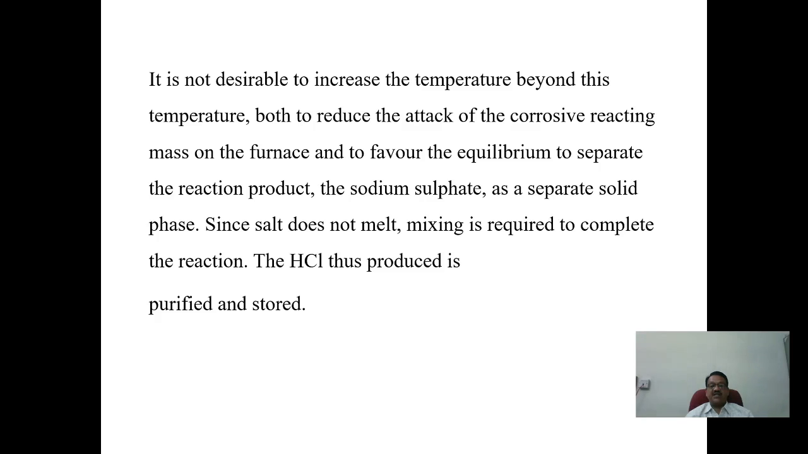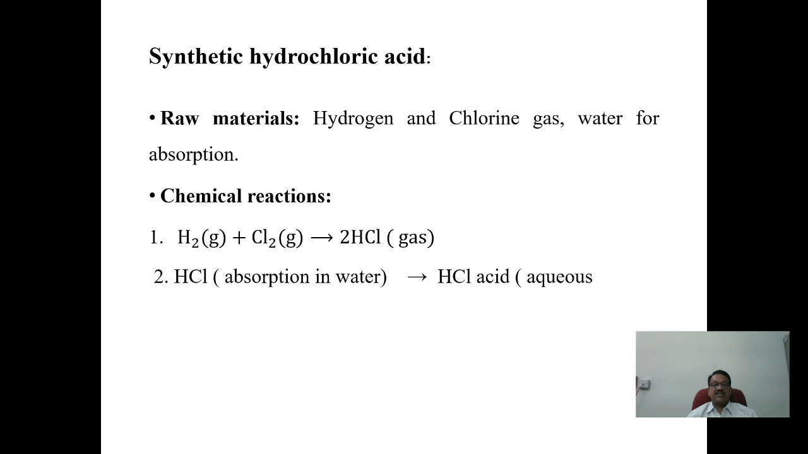The HCl thus produced is purified and stored. Purification is done by distillation. Distilled, purified, and then stored. This is the process which takes place in the production of hydrochloric acid from common salt. The next method is synthetic hydrochloric acid production. Here the raw materials required are hydrogen and chlorine gas, and water for absorption.